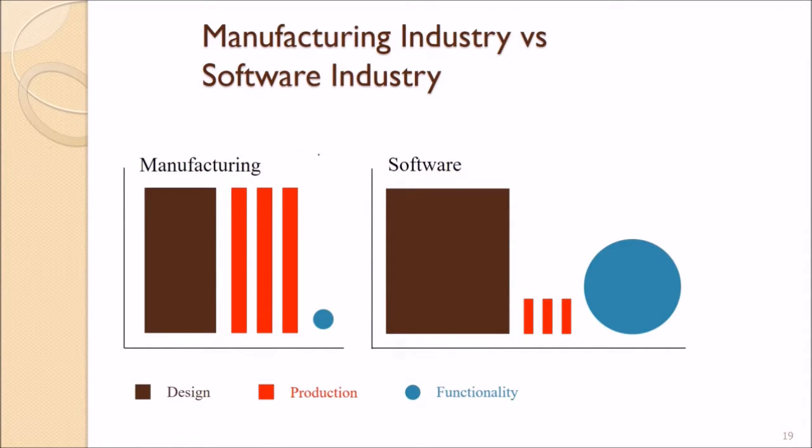This is the manufacturing industry versus the software industry with respect to design, production, and functionality. And we see that in manufacturing, the design and production is more, while in software, design is much more than the manufacturing counterpart, while the functionality is also great.